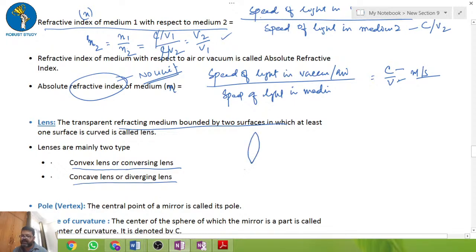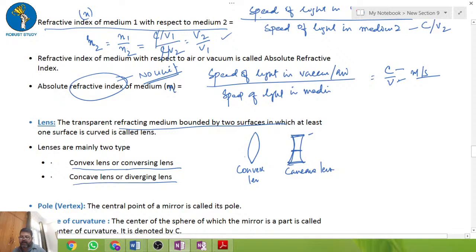The convex lens looks like this, and this is the concave lens. I'm sorry, my drawings are not very good. I apologize for that. This is the concave lens. It is thin in the middle and thick at the edge, and the convex lens is the reverse of that.